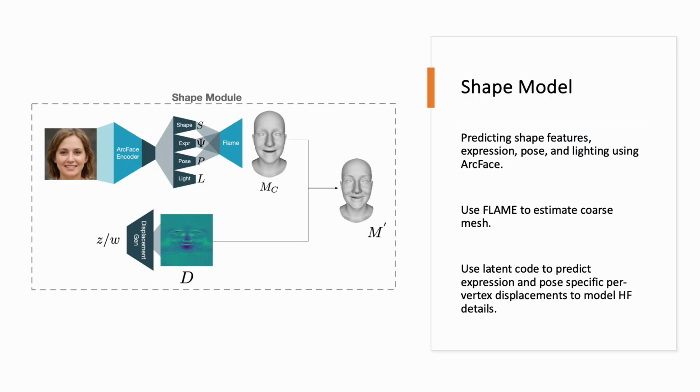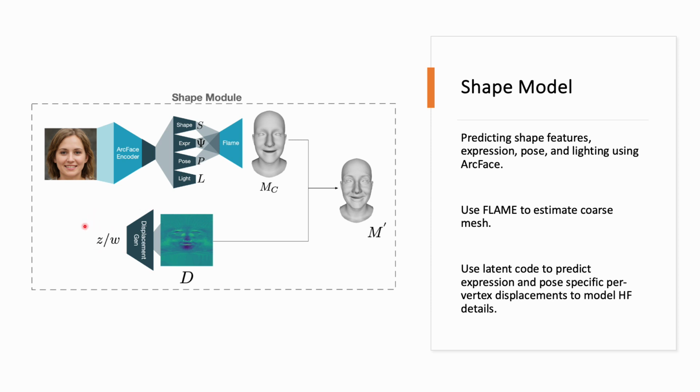Here's the shape module. Given a 2D image, we first encode the image into a higher dimensional embedding, from where we predict shape, expression, pose, and lighting parameters. The shape, expression, pose, and lighting parameters are given to the FLAME model, which gives us a coarse mesh, which doesn't have details.